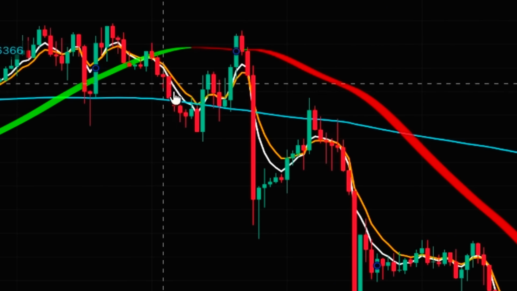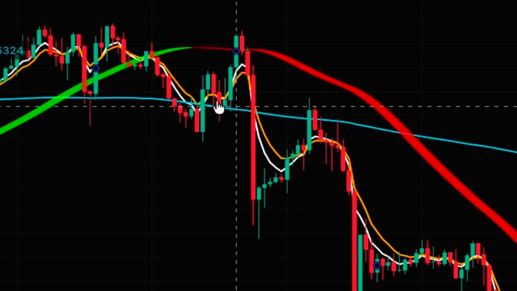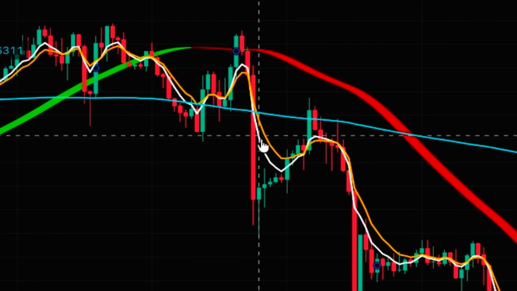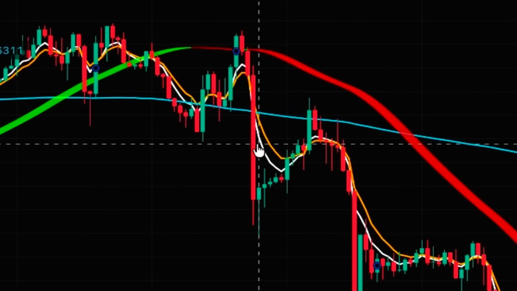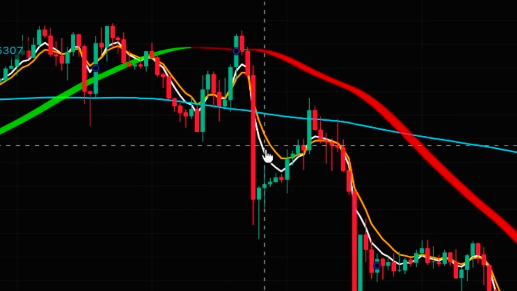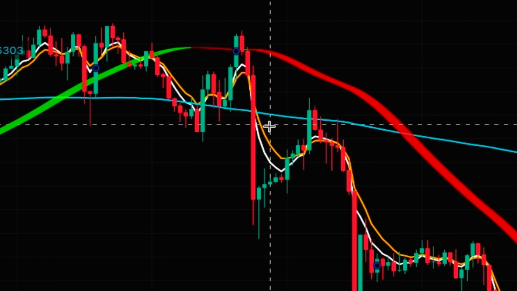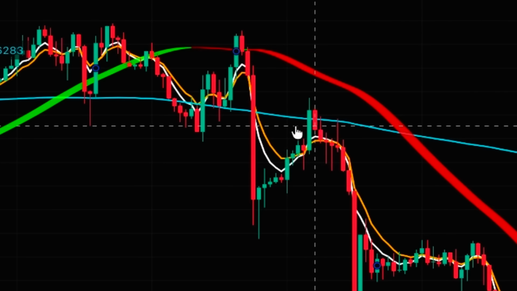In the next step, we want the price to go below the SMA 200, this blue line, and after that, the orange line and white line should also go below the blue line. You can see that from here, when this candle is closed, the orange line, the white line, and the price are below the SMA 200, this blue line. Now, in the next step, we want a pullback of the price to the blue line.